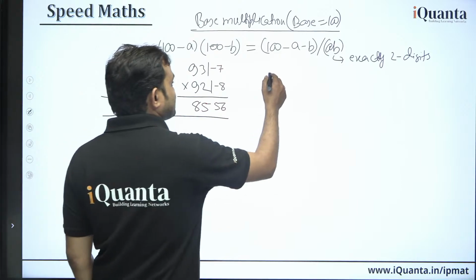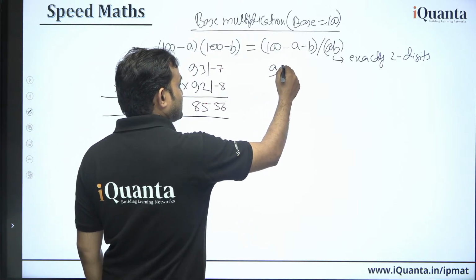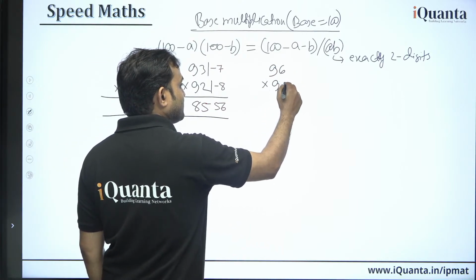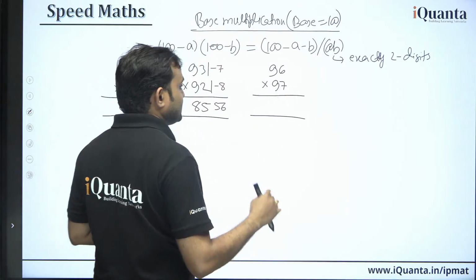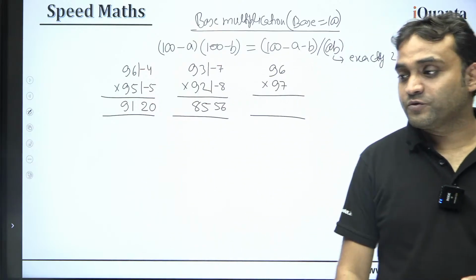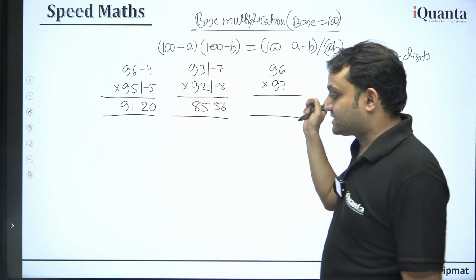Then let's take another number, 96 into 97. So what will happen in this case? Can you tell me this calculation? Everyone, all of you who are watching, can you tell me this calculation?